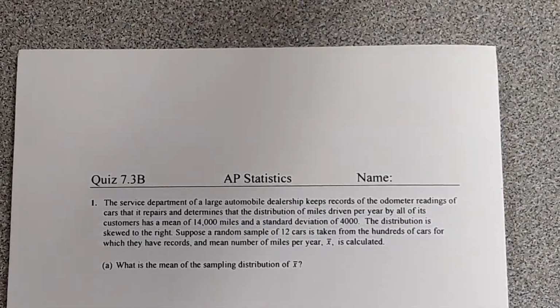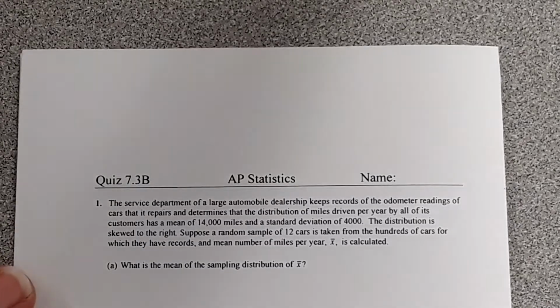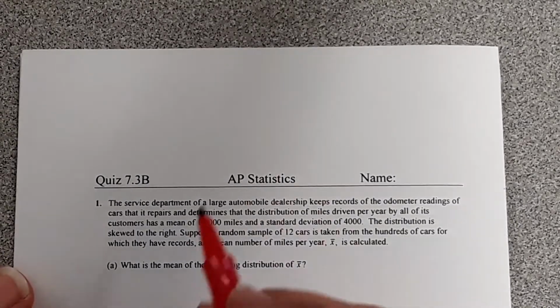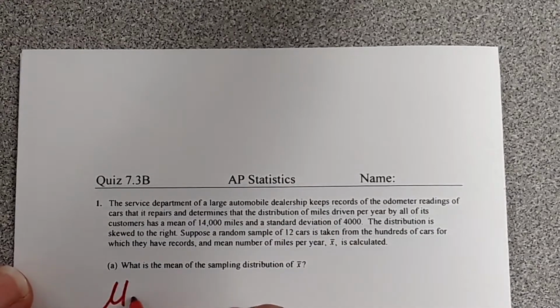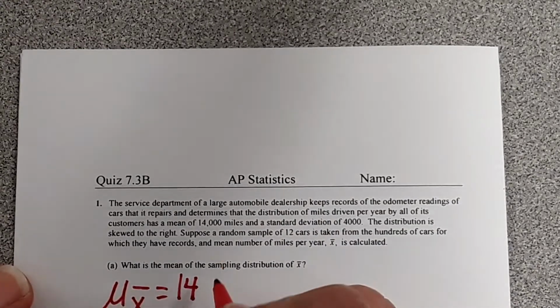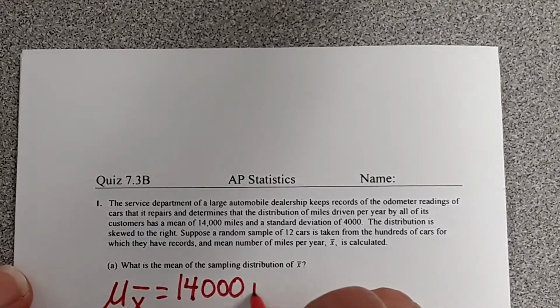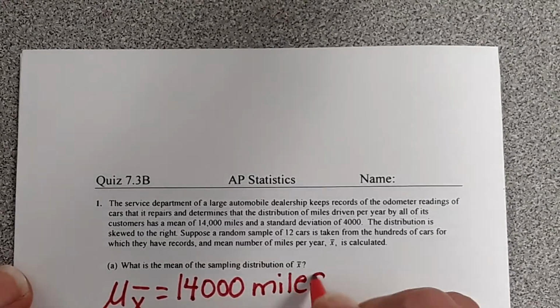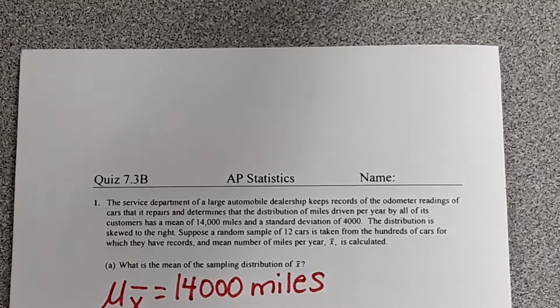Okay. What is the mean of the sampling distribution? So what do we get? So the mean of X bar is 14,000, right? 14,000 miles? You guys, you can put miles on it. Do you have to? No. But when we get to chapter 11, we'll have to.